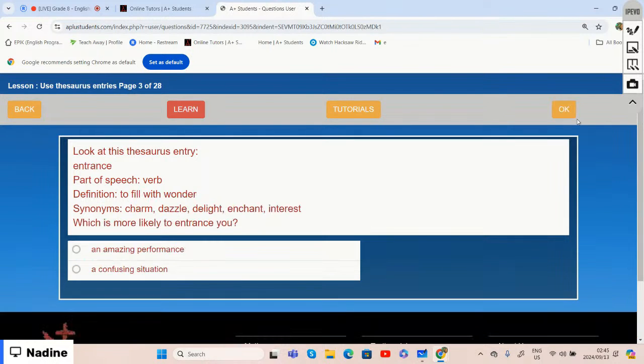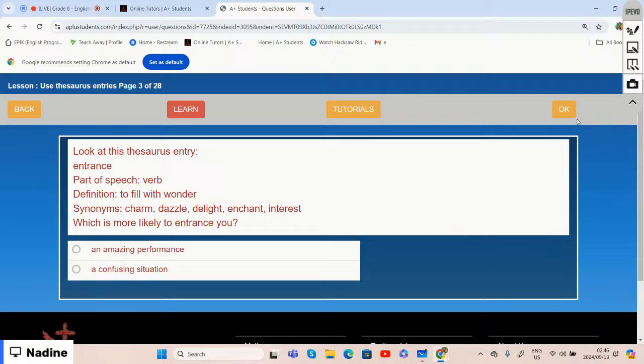All right. The next one is entrance. It's a verb, and the definition of entrance is to fill with wonder. The synonyms of entrance are charm, dazzle, delight, enchant, interest, right? Okay, it's not entrance, it's entrance. Because if you look at those words, it's a verb to fill with wonder. Synonyms are charm, dazzle, delight, enchant, and interest.